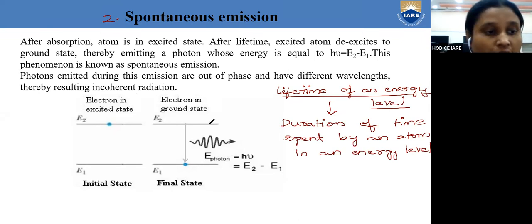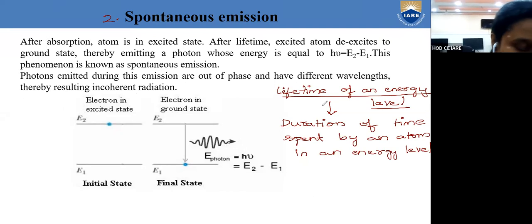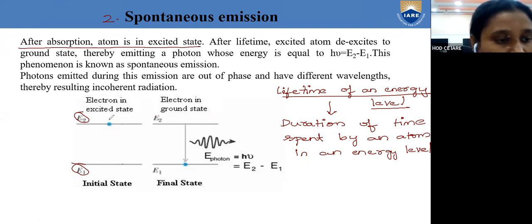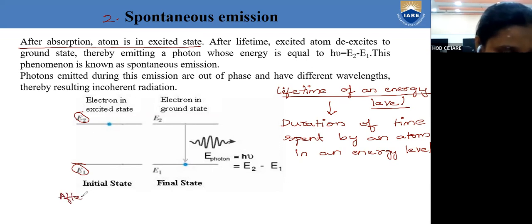Now all of you listen here. Look at this point. Again, we are taking those two energy states, E1 and E2. Just now we have taken the definition of absorption. So after the phenomenon of absorption, where is our atom now? It will be there in the excited state. Atom or electron in the excited state.